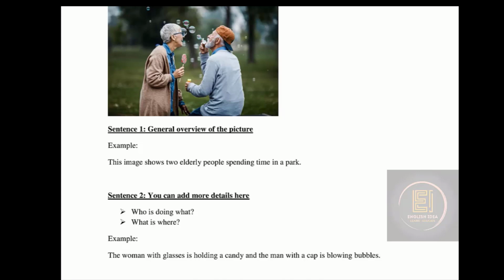In the previous sentence, I have said 2 elderly people. I have not mentioned their genders. So since I have not mentioned their genders, in this next sentence, I have mentioned their genders. By mentioning that, I have given 1 information that there is a man and there is a lady. Then I have said about their looks and outlooks. I have mentioned about their outlooks. One is wearing a glass and the other one is wearing a cap. And then I have said who is doing what. The lady is holding a candy and the man is blowing bubbles.